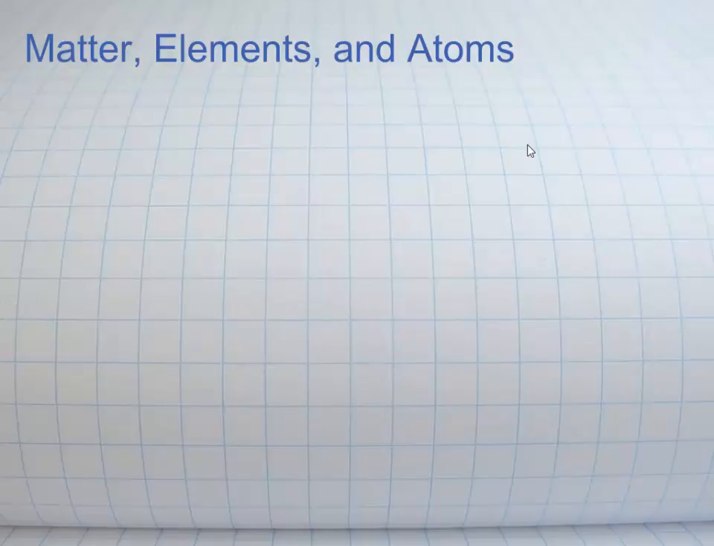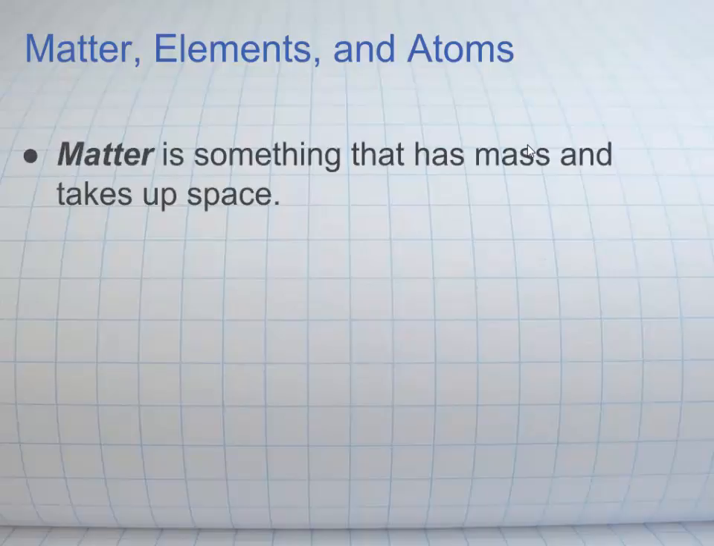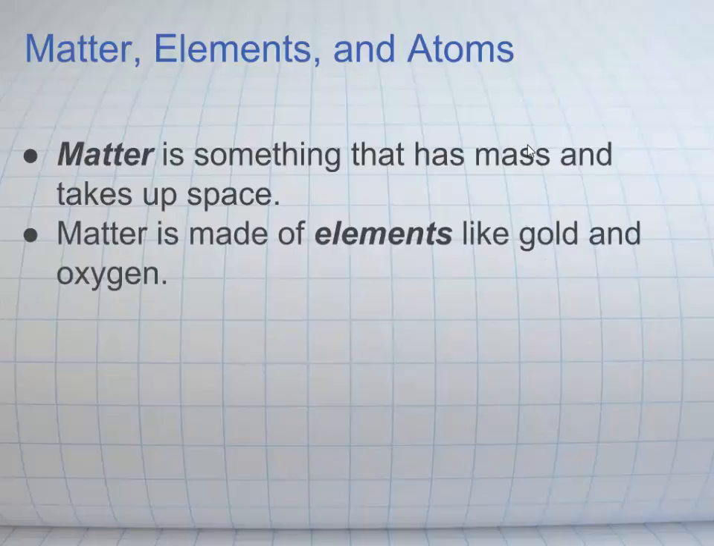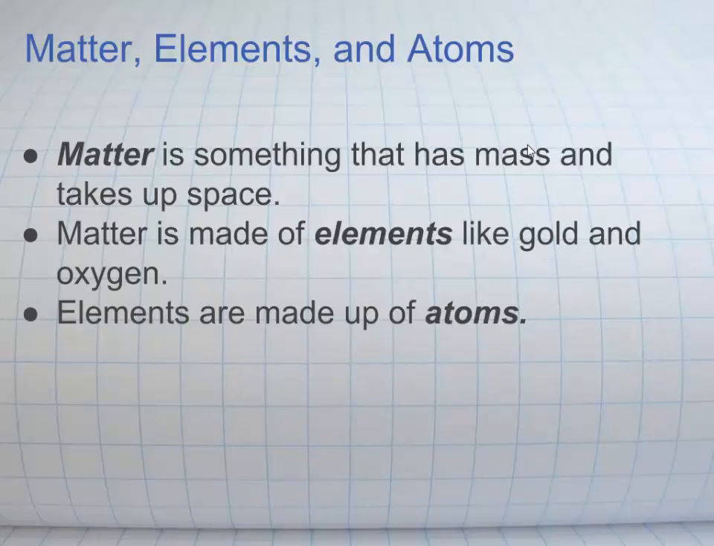From science class, you know, there's matter, there's elements, and there are atoms. How do they relate to each other? Well, kind of elementary definition of matter is something that has mass and takes up space. Matter is made up of elements like gold and oxygen. You learned that in chemistry class as well. And elements are made up of atoms.